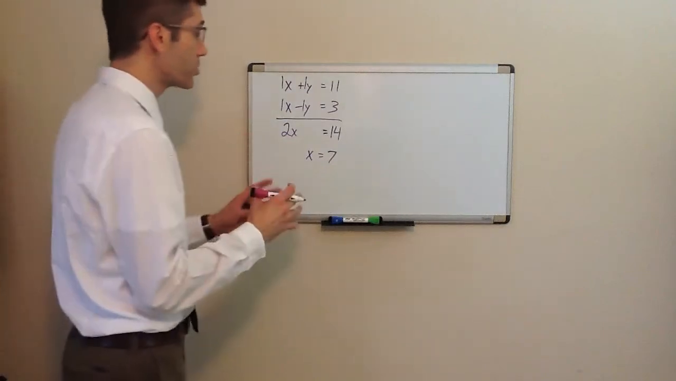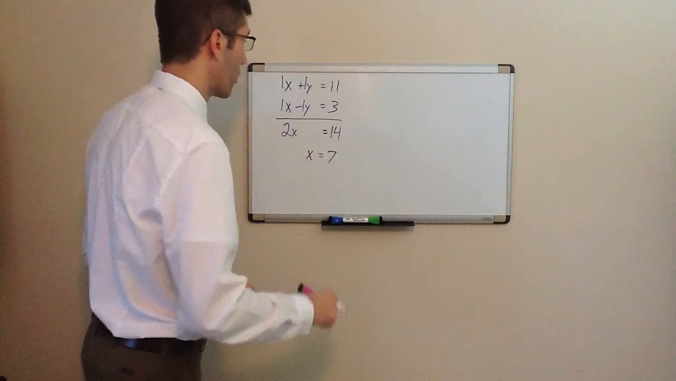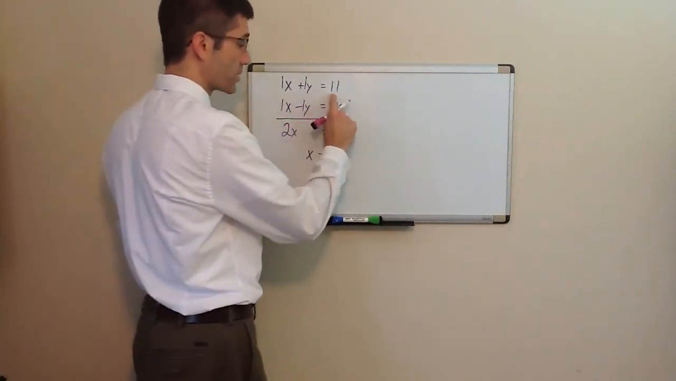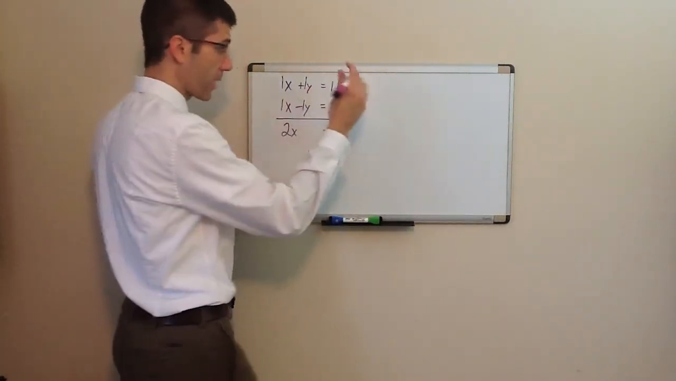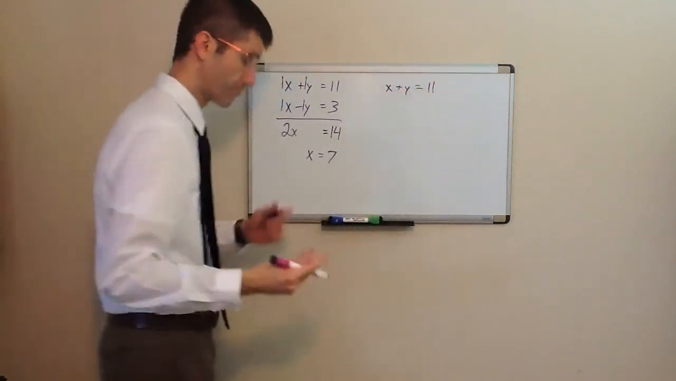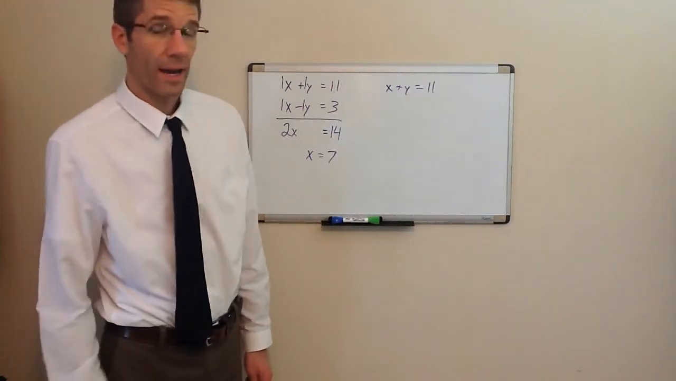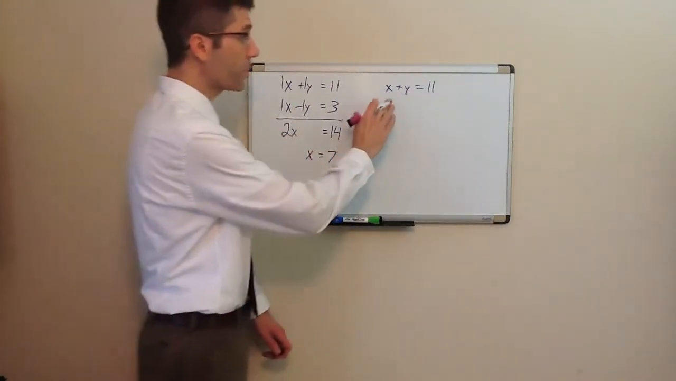So what I'm going to do is take what I know and use that to find what I don't know. I'm going to go back to this top equation. I like to pick that one because everything's positive. So 1x plus 1y equals 11. Alright, so I'm looking for y now. I know what x is, so I'm not even going to put x here anymore.